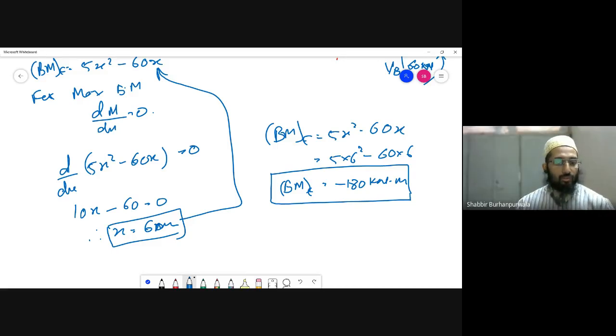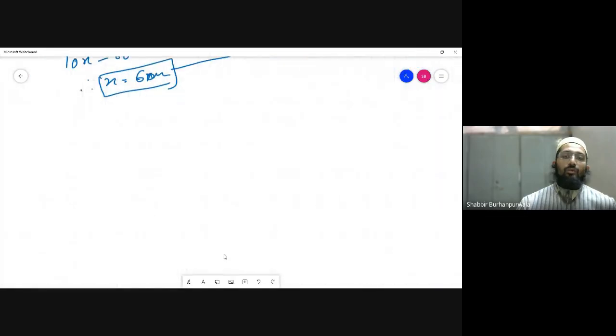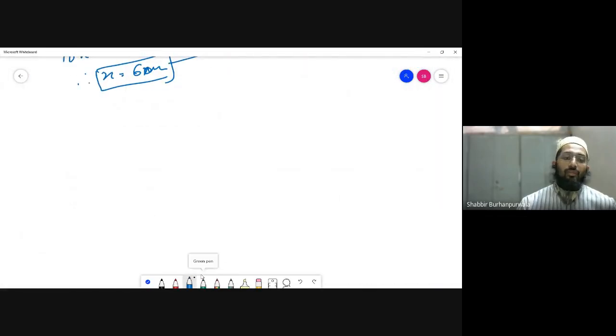Okay. Now let us move ahead to another part, and then finally we are going to make the bending moment diagram for this. So let us move ahead to radial shear. Now we can make the bending moment diagram also if you want right now.